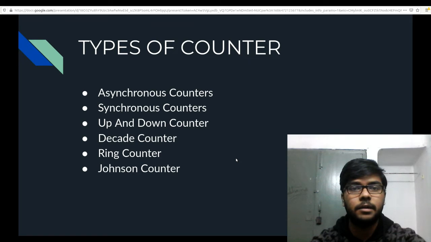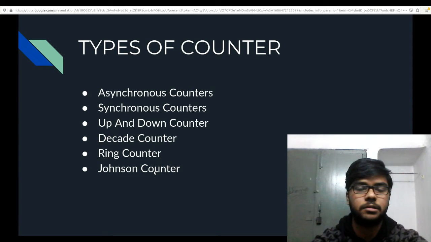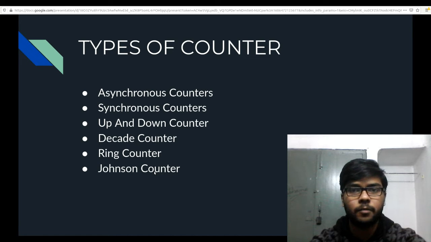Let's talk about the different types of counters. Broadly, we divide them into two types, which are asynchronous and synchronous counters. Apart from them, according to whether the current state increases or decreases according to the previous state, we can divide them into up and down counters also. And other major types of counters we use are decade counters, ring counters, and Johnson counters. We will discuss them one by one.